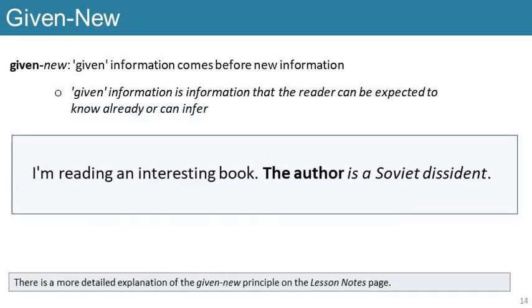Given information also includes information that the reader can be expected to know already or to infer. For example, the author can be designated given information in the second sentence of the text. "I'm reading an interesting book. The author is a Soviet dissident." The reader already knows that books have authors and can assume that the author in this case is the author of the book I'm reading. The new information is the comment about the author.